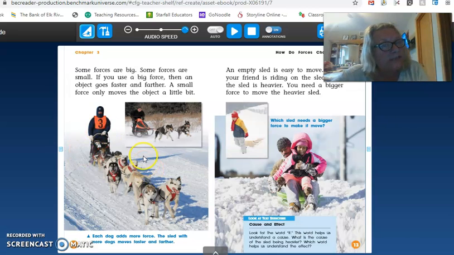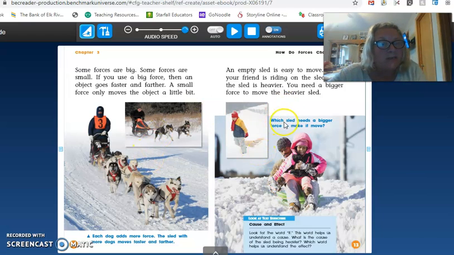So here's some examples of that. This caption says, each dog adds more force. The sled with more dogs moves faster and farther than the one that only has 2 dogs.